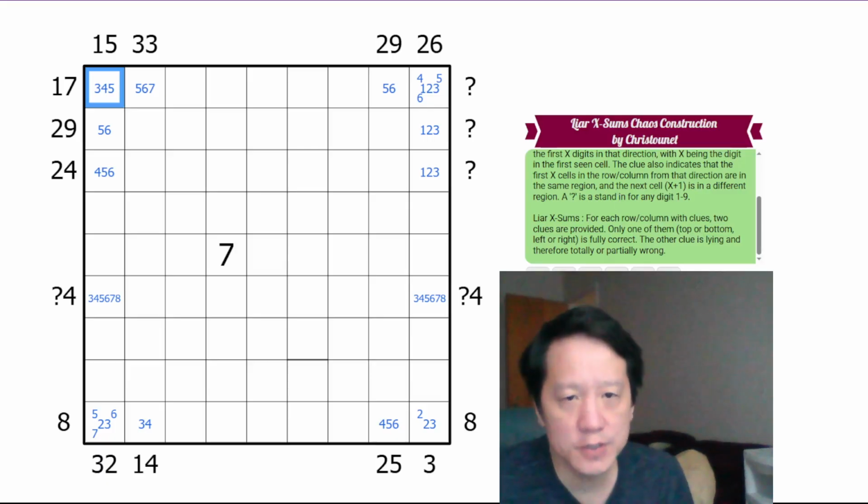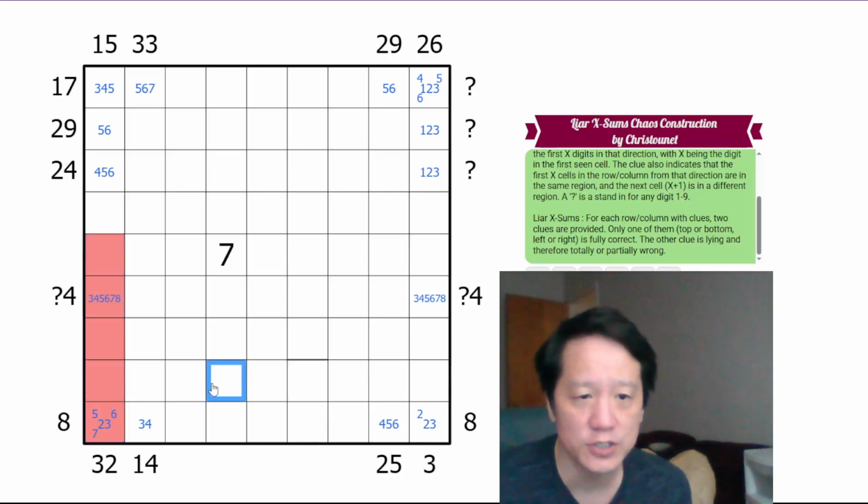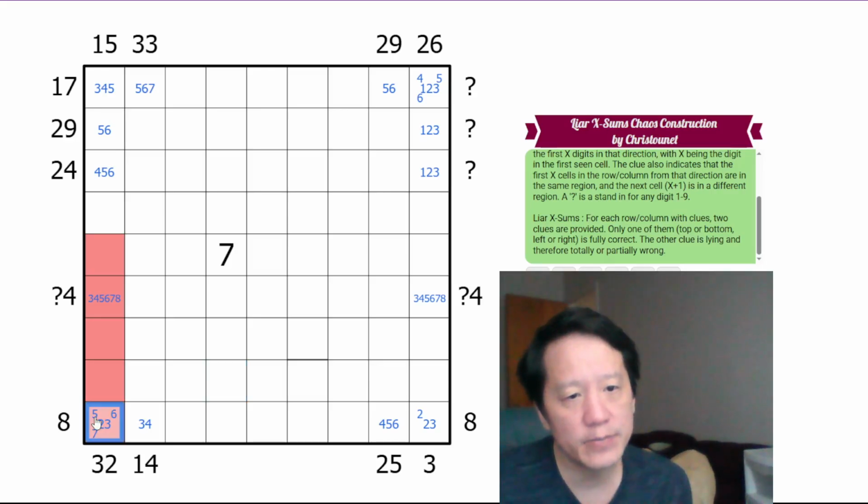Okay, so say this was valid. That means the first 5 at least would be the same region. That means you cannot have this add up to 8. That means this is valid here. So the first 2 at least would be the same region. That doesn't really tell us much.